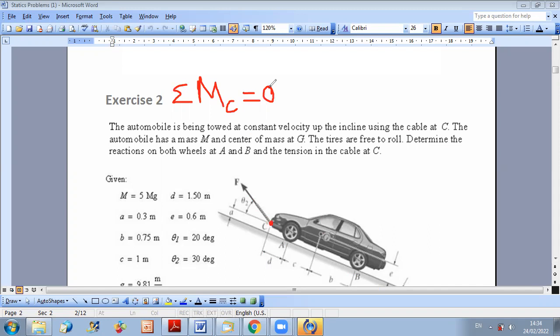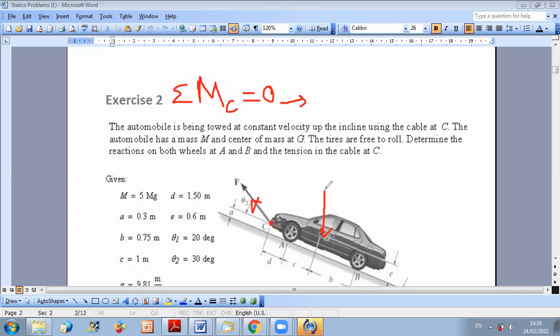And we say that first, F will not have any moments about C, so we are done with it. Now, concerning the weight, here is the most challenging part for the moment about C, because for the weight, you have 2 methods to find the moment of the weight about C.